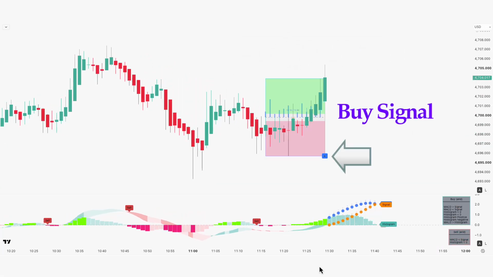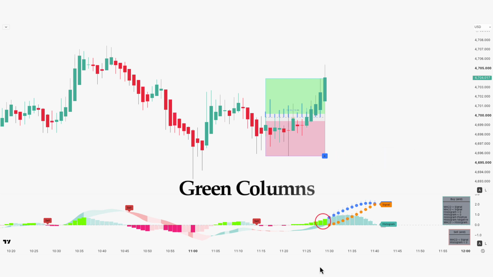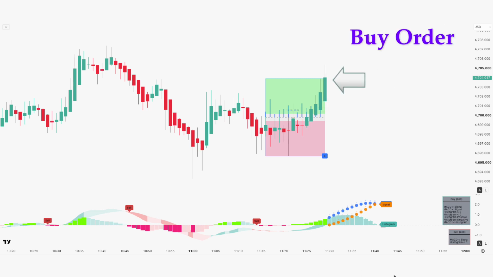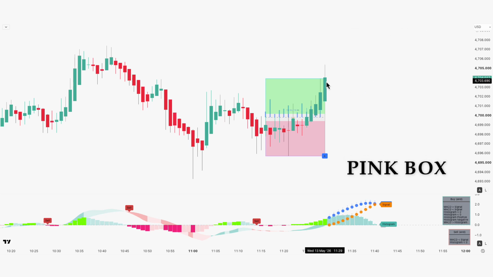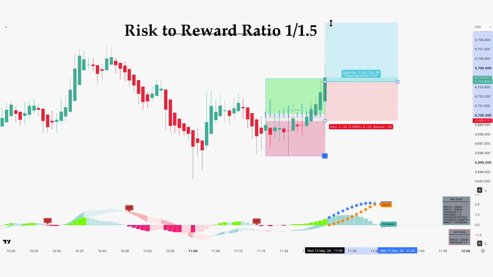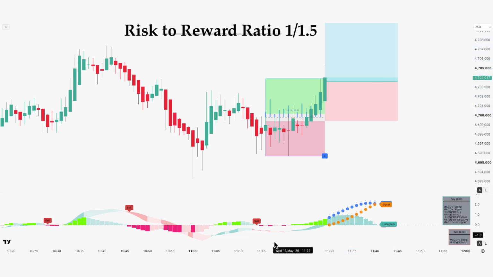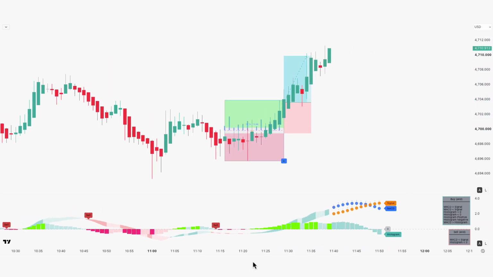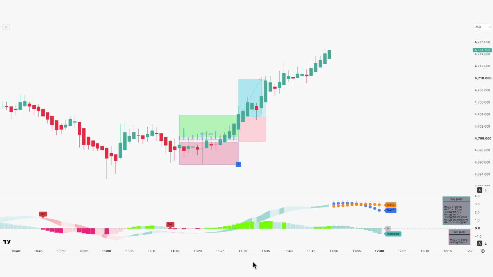When the liquidity breakout label up appears, this is a buy signal. The MACD forecast colorful indicator should show green columns. And the market should form a bullish candle. If this condition is fulfilled, then we will place a buy order. Our stop loss is to be placed at the pink box, and the risk to reward ratio will be 1:1.5. The market has completely hit the target. Let us now understand the short position.